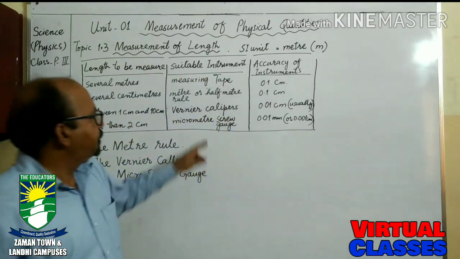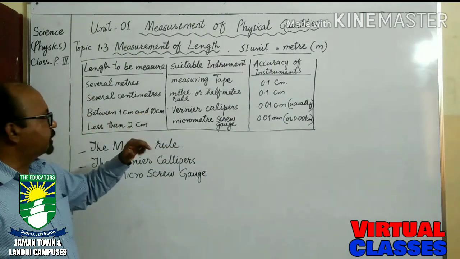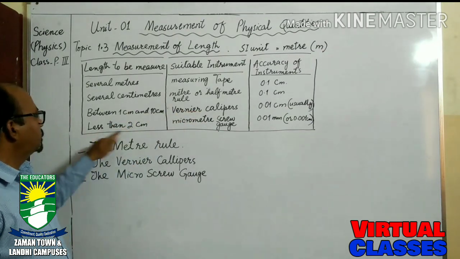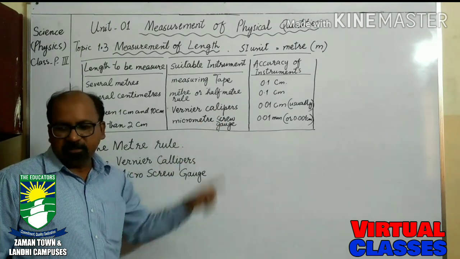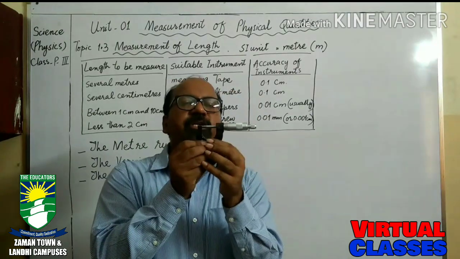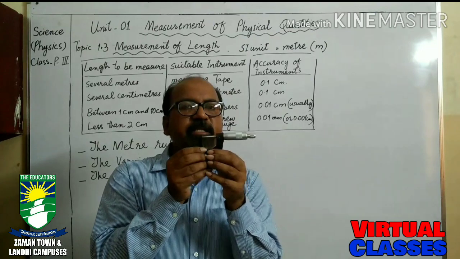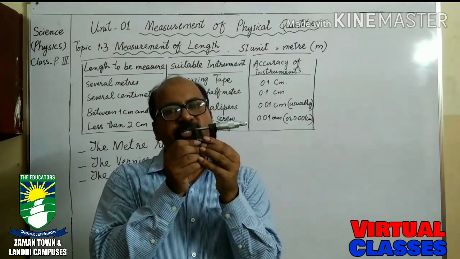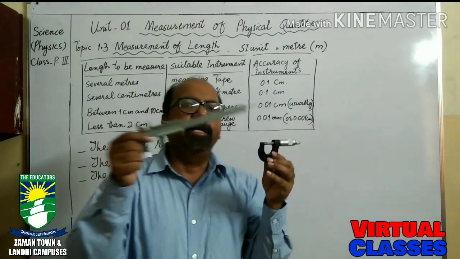The next, if we want to measure the things which cannot be measured with the help of Vernier caliper, we will use micrometer screw gauge. This is micrometer screw gauge which can measure even very small things. And if the things are in cylinder shape or round, we can easily measure with the help of screw gauge and also with the help of Vernier calipers.